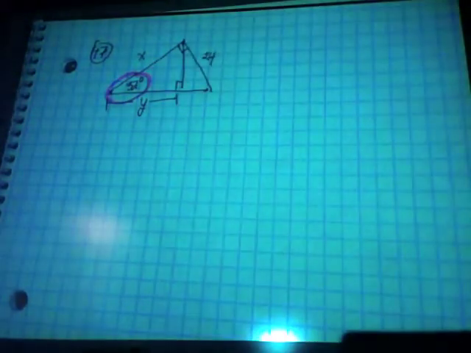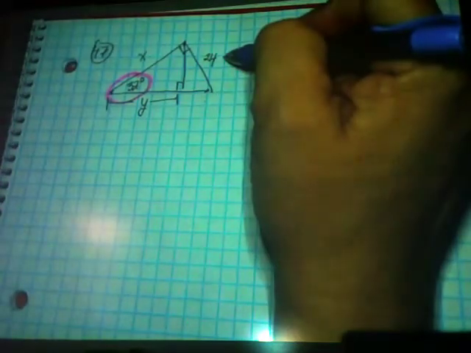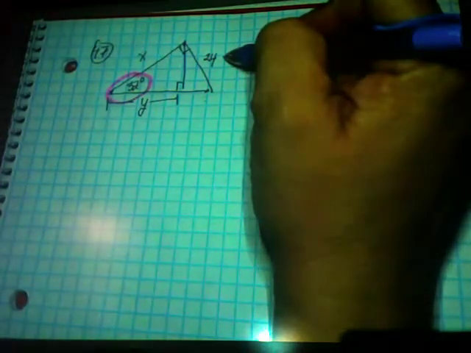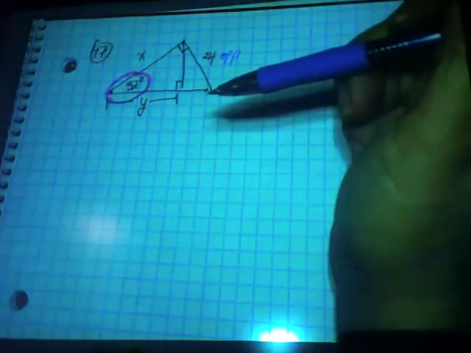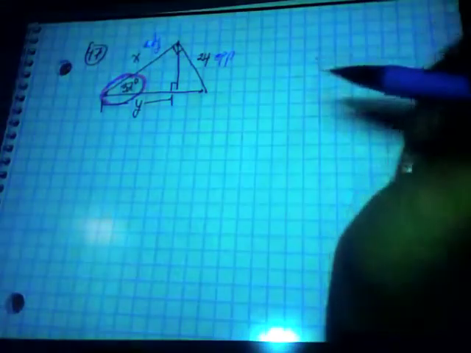So here, I'm going to identify 24. Is it the leg opposite, the leg adjacent, or the hypotenuse to that angle of reference? Opposite, adjacent, or hypotenuse? Opposite. And what's the x? Adjacent. So, SOH CAH TOA. O and A. Is that sine, cosine, or tangent?